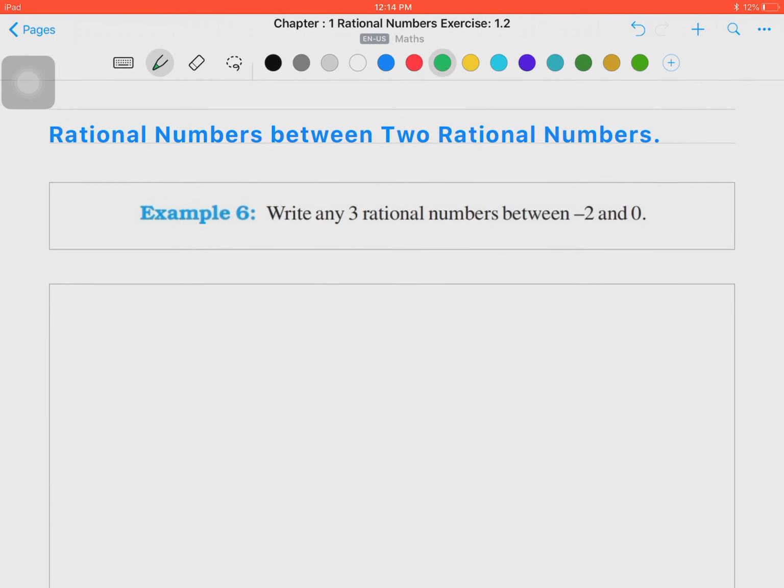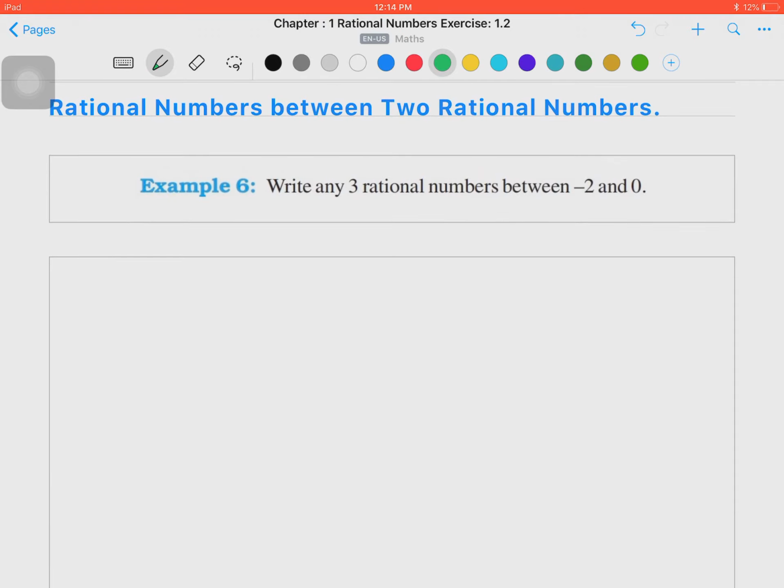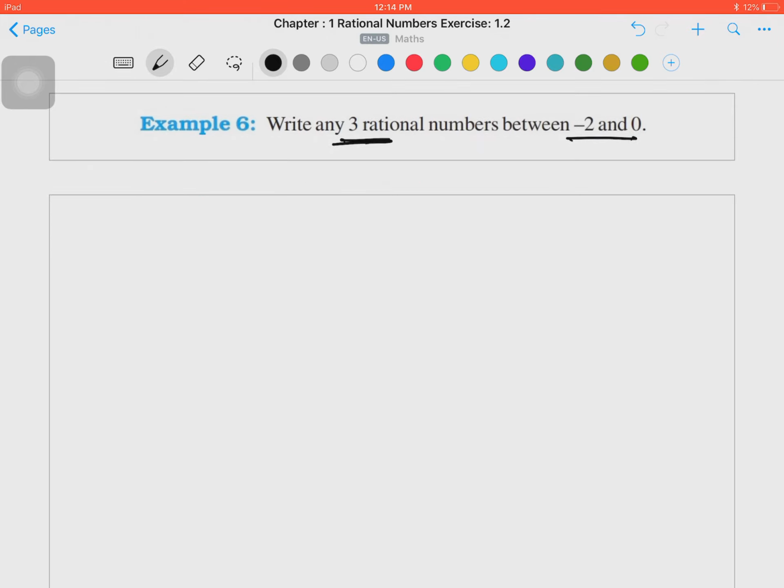Moving ahead, we have next, rational numbers between two rational numbers. We'll understand this with the help of a few examples. Let's take example number 6 of your NCERT textbook, which is: write any three rational numbers between -2 and 0. That is, the numbers here we have are -2 and 0. We are asked to write three rational numbers.